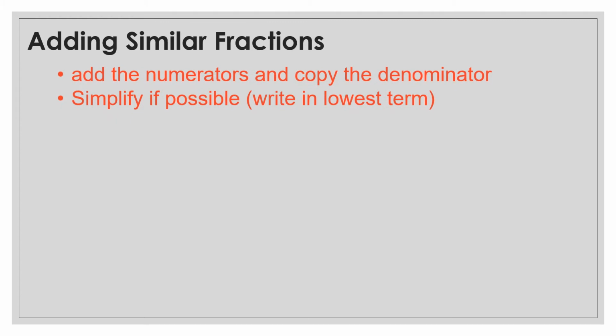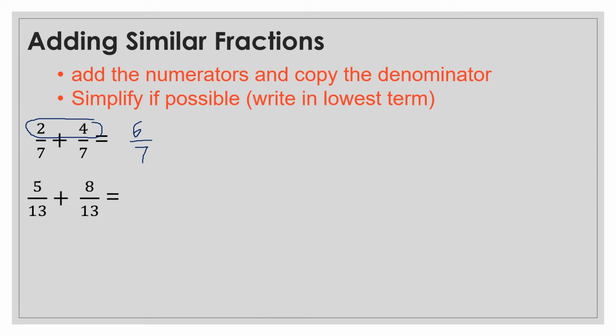The first part of our lesson will be adding similar fractions. Add the numerators and copy the denominator. Simplify the answer if possible. Example, 2/7 plus 4/7. 2 plus 4 is 6. Over, copy the denominator, 7. The answer is 6/7.